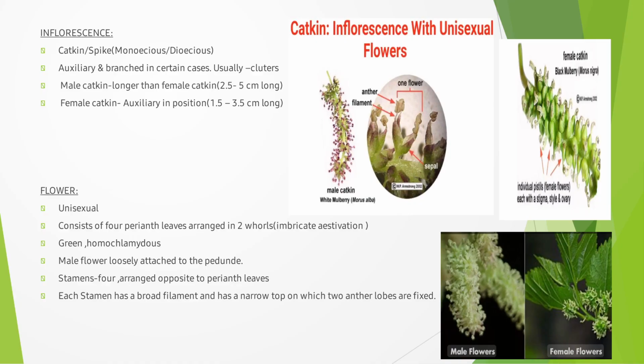The male flower is loosely attached to the peduncle. The peduncle is nothing but the stalk of a flower, and the stamens will be 4 in number, and this will be arranged opposite to the perianth leaf, and the filaments of stamen bend inward, and the pollen grains are round to oval. They are dry, light and dust-like with smooth exine.